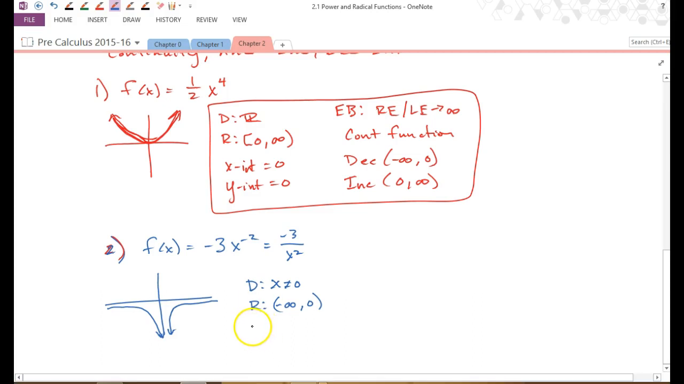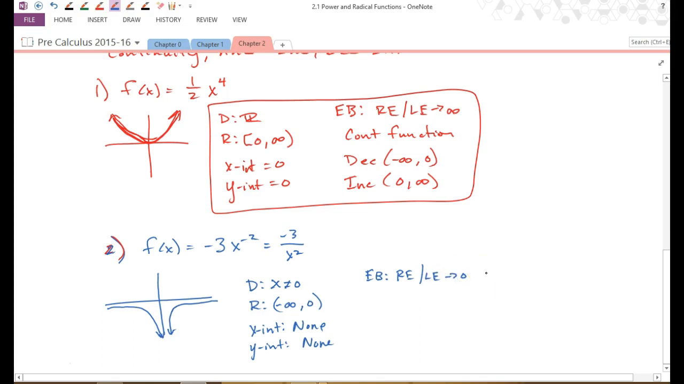Okay, where's my x-intercept? None, right? There is no x-intercept. Y-intercept? None. Those are both asymptotes. Okay, for my end behavior, remember you're thinking about asymptotes, your horizontal asymptotes. We talked about this. Where is my end behavior going to? To zero in both directions. If it's bigger on the bottom, it goes to zero. So both right end and left end is going to go to zero.